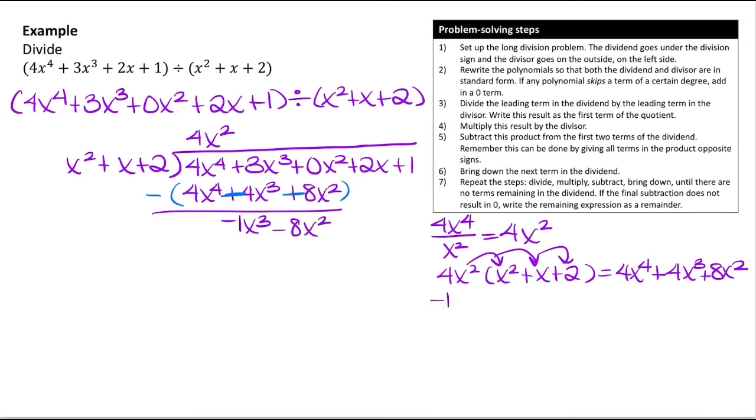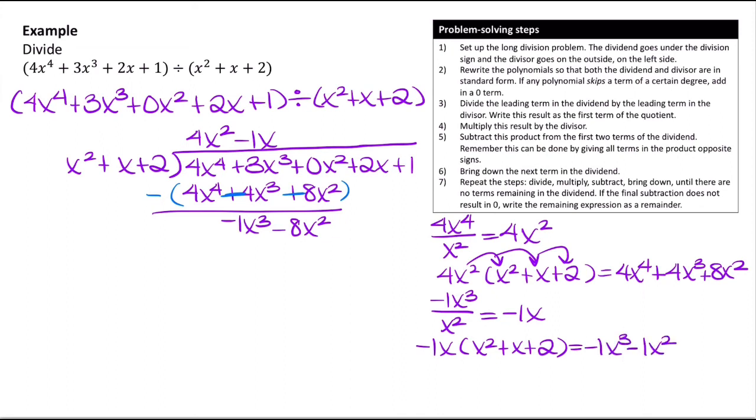Okay, so now we do negative 1x cubed over x squared. And so that's going to give us negative 1x. So the next term is going to be minus 1x, and then we do minus 1x times x squared plus x plus 2. So we're going to distribute, and that's going to give us negative 1x cubed minus 1x squared minus 2x. So we have minus 1x cubed minus 1x squared minus 2x.